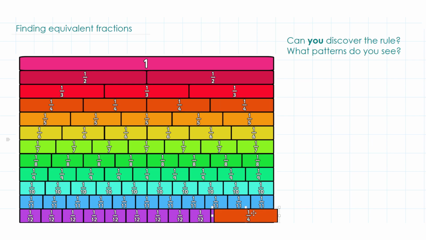And once you find a pair of equivalent fractions, write them down. Add them to your list. So we've discovered 2 more. We've discovered that 1/4 is equal to 2/8. And we discovered that 1/4 is equal to 3/12. 2 more equivalent fractions there.